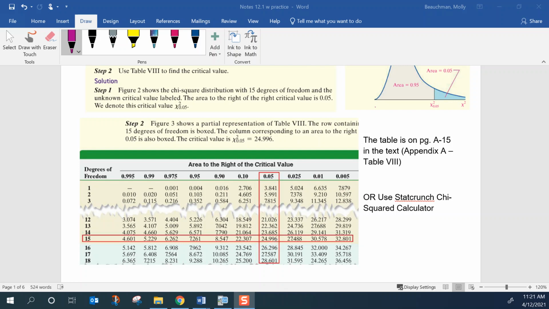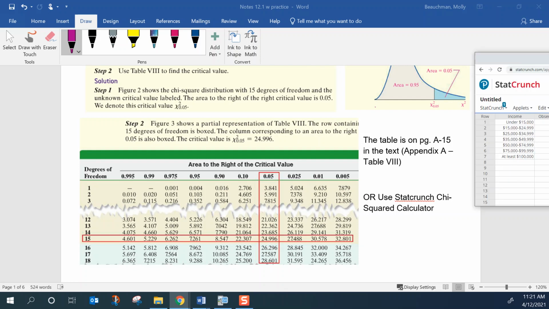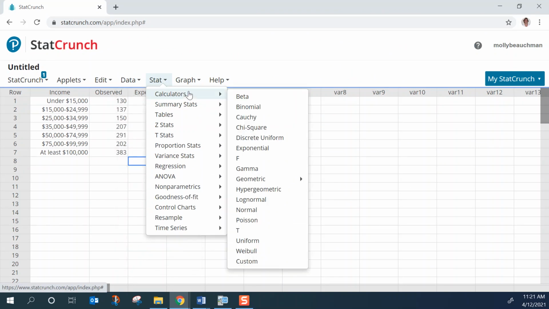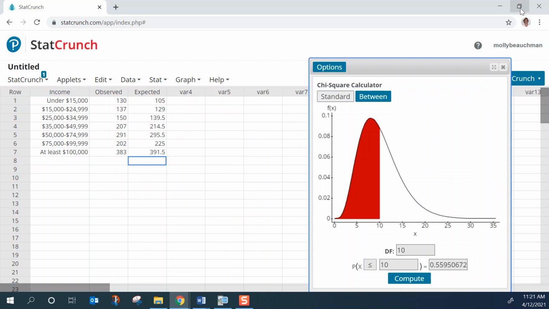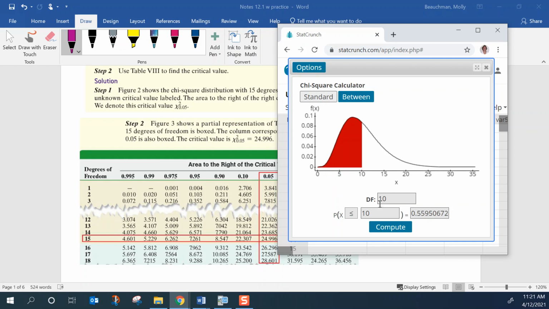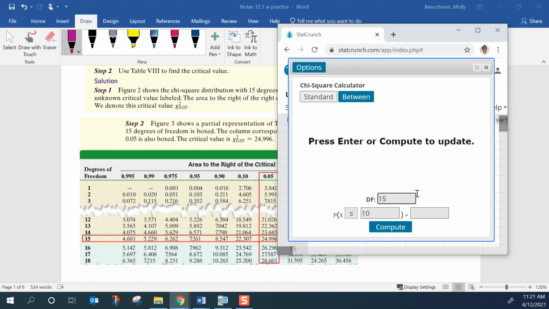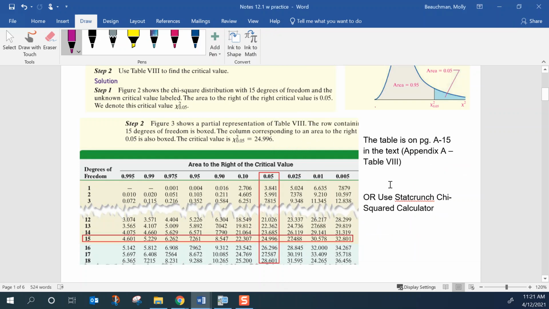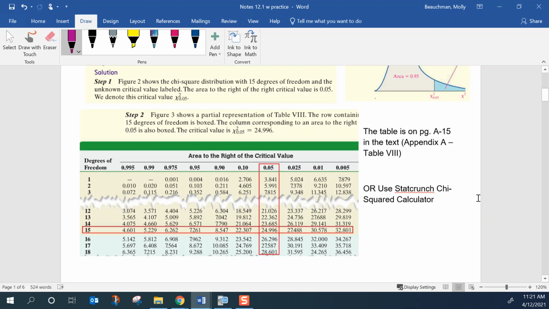You can also use StatCrunch. I'll bring StatCrunch over and we'll use the StatCrunch calculators, where there's a chi-squared calculator. We want area to the right, our degrees of freedom is 15, and we want x greater than or equal to, and then put in the area, 0.05, because we're looking for the actual value. Then this will match your picture, and we get 24.99579. So you can use either the table that comes with your textbook or StatCrunch.